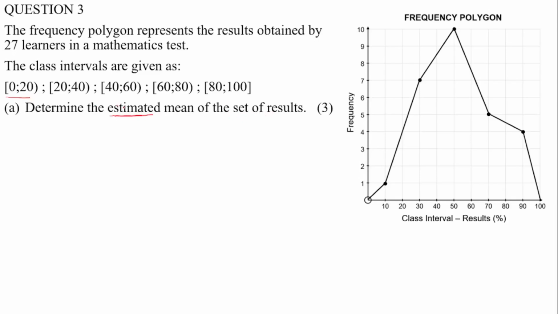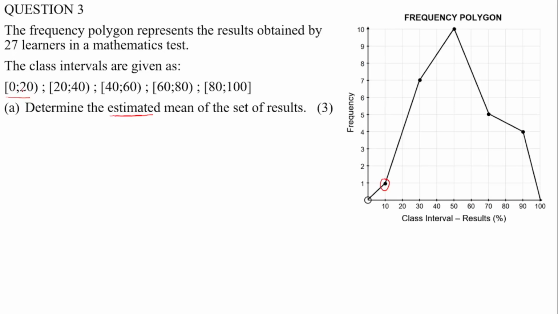Right, why estimated mean? I want you to understand this so that it becomes very easy for you to calculate the mean for group data. Like here we're saying one learner got a mark which is between 0 and 20, 20 not included, but we don't exactly know the mark. It can be 19, it can be 2, it can be 3, it can be 11, it can be any mark which is between 0 and 20.